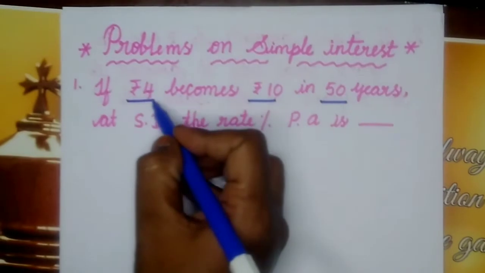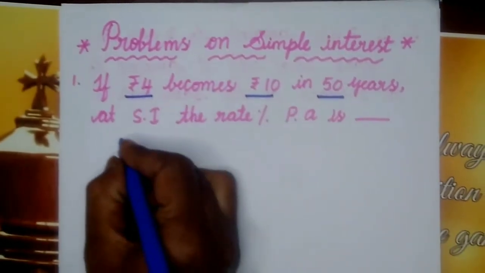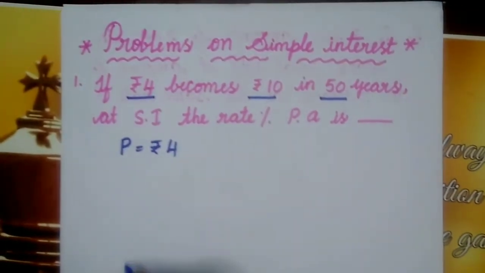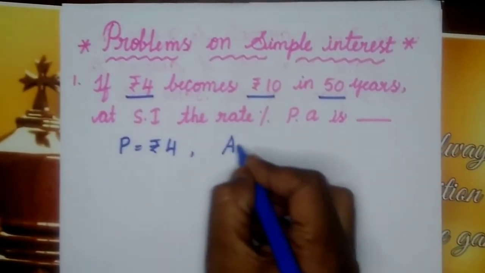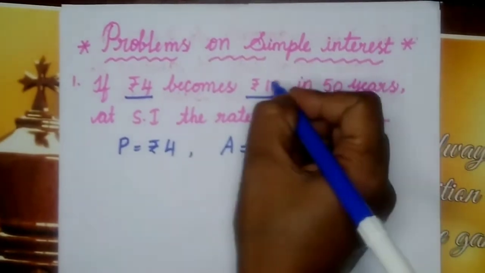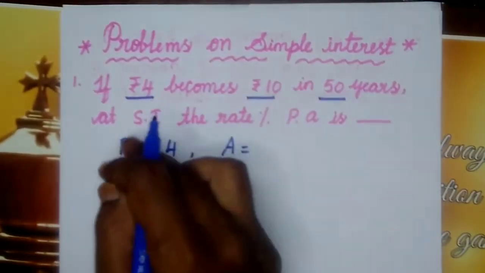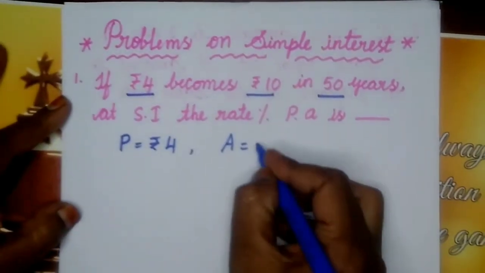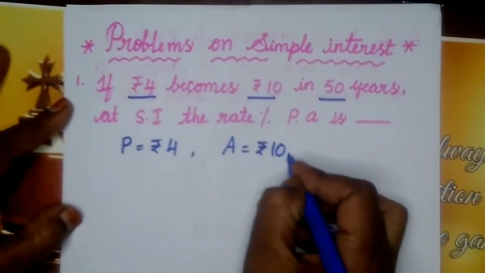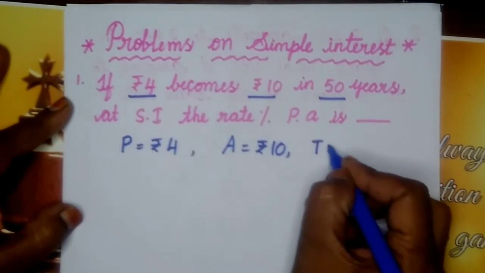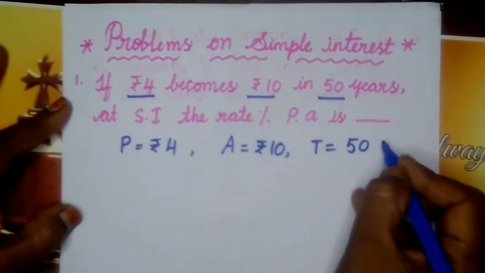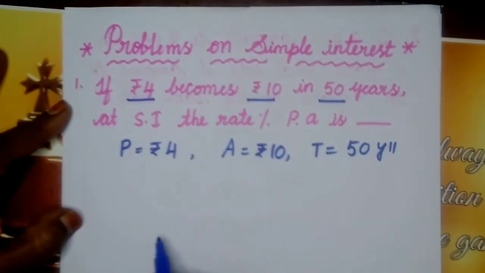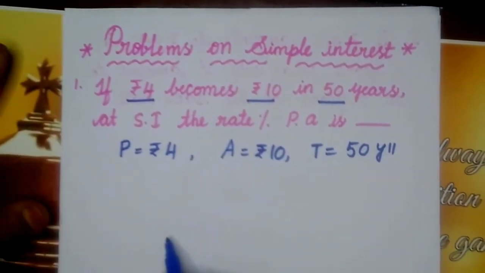So initial amount always refers to principal. What's the principal here? Rupees 4. And what's the amount? That means after 50 years it becomes 10. Adding up interest to this principal it becomes 10, so this is the amount, rupees 10. And the time mentioned here is 50 years. Now find the rate percentage per annum. So we are going to calculate the rate percent.